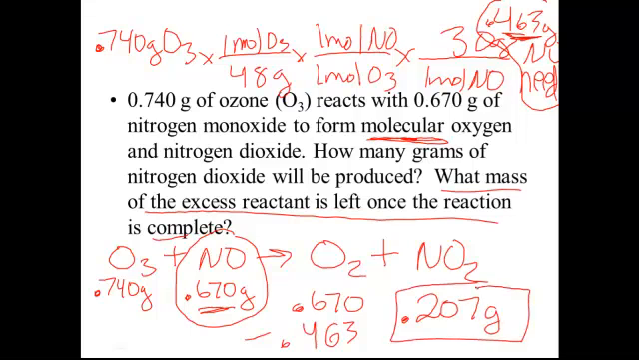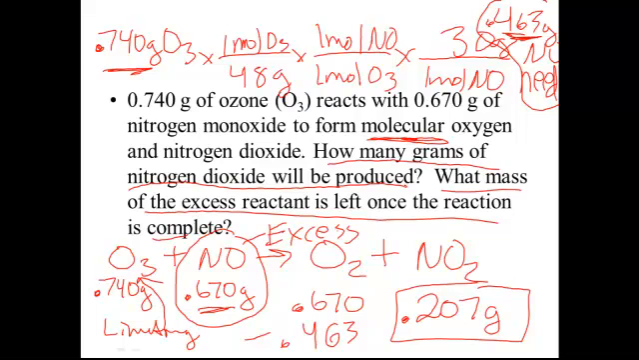0.207 grams. Now, if we had done it the other way, if we had started with 0.67 grams and gone the other direction, we would have gotten our grams of O3. Either way, it tells us that we only need 0.463 grams of NO. It's telling us that this is the excess reactant, therefore O3 has to be the limiting reactant. And so when we answer the question, we're going to use our limiting reactant. Notice this is an example where the bigger number is the one that runs out first, not the smaller number.